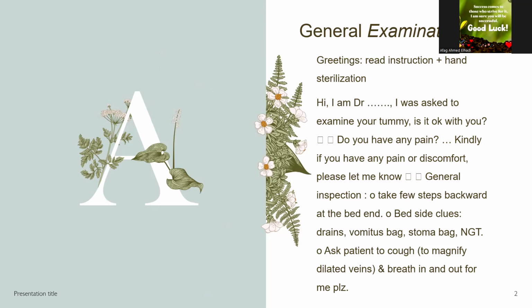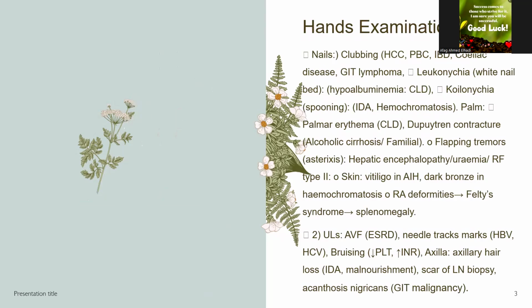We will ask the patient, same as in respiratory stations, to cough and take deep breaths in and out. We ask them to cough to magnify any dilated veins and to show if they have any hernia. And then we go close to the patient and, as we mentioned previously, we start with the hands: the nails first, then the palm, then pulse and blood pressure.